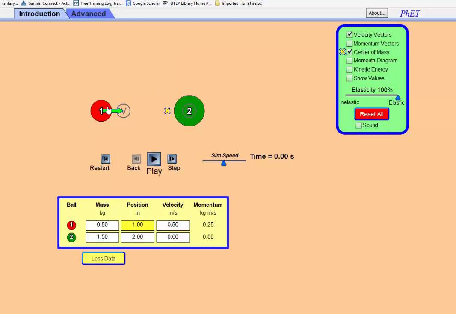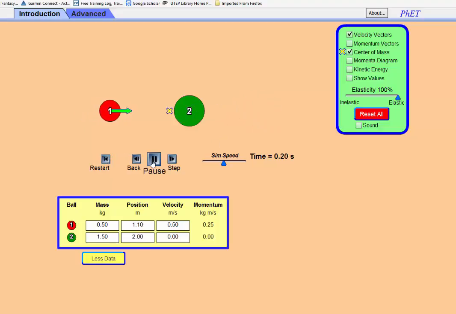Okay, so here we have two objects. This one's just sitting still. This one's going to come over, hit it, bounce back. That right there is the center of mass. So pay attention to that and watch what happens. So you see it's just kind of moving and still moving and it's still moving. And it moves at a constant velocity.